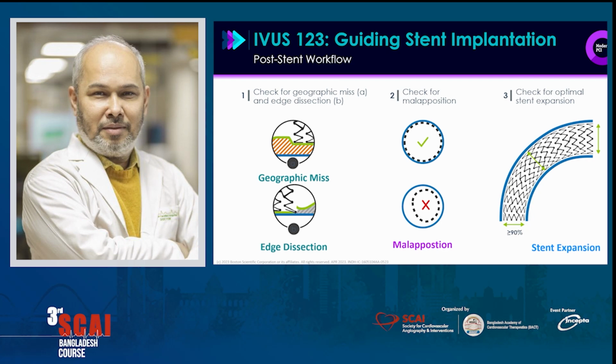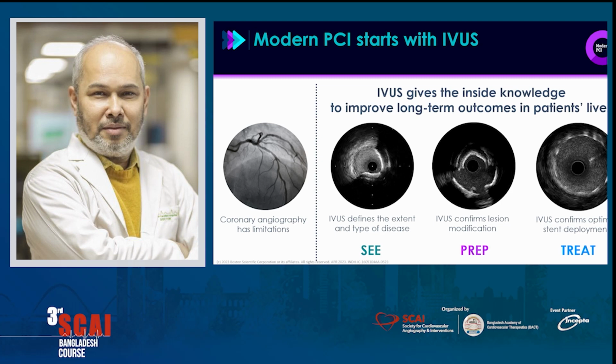Check malapposition. If malapposition is corrected, it may reduce ISR, restenosis, and achieve optimal stent expansion. You have to check it by IVUS. So we should use IVUS. Modern PCI actually starts from IVUS and other tools as well. If you believe seeing is believing, you have to see it first. After seeing, you make a decision.